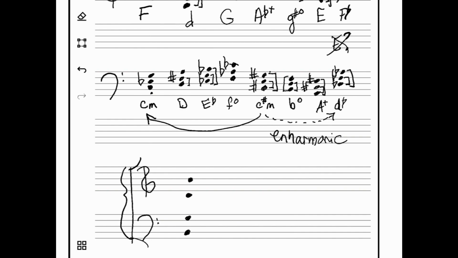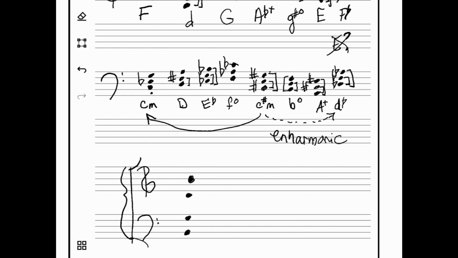Now, we have labels to say if they're not in root position, what position are they in? We call those inversions. I'm not going to give the inversion answers now. Those of you who already know them, great. You can feel good about that. Those of you who say, what are you talking about? Don't worry. That's for theory class. We'll get to that later.